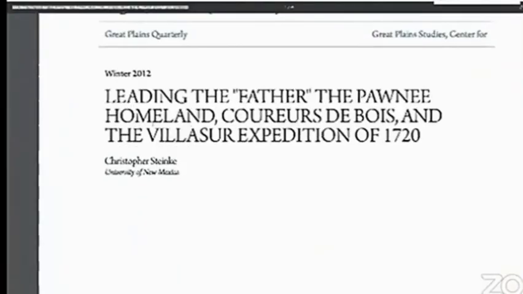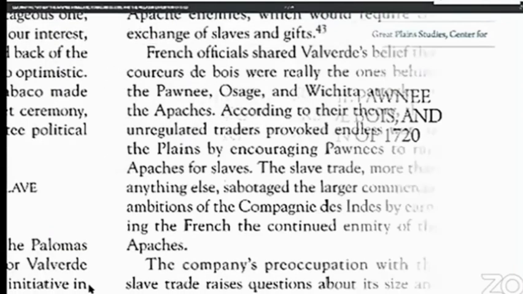Alright, it says Leading the Father, the Pawnee Homeland, Courreurs de Bois, and the Villasur Expedition of 1720, by Christopher Steinke, University of New Mexico. Alright, so we're going to get into this part.